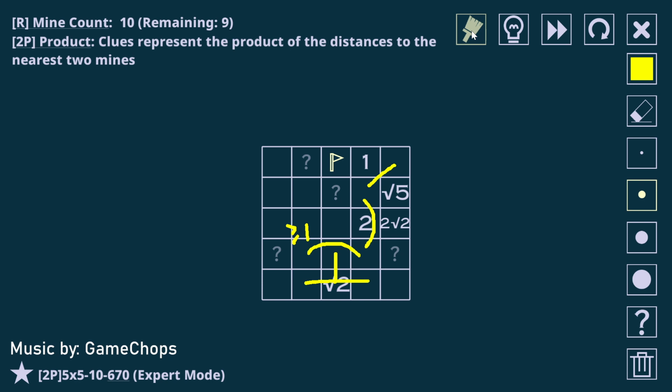So let's look at the 2 clue now. 2 is root 4. And so what's root 4? Alright, I guess my pen just gave out. It's not working anymore. Alright, whatever, I'll use my mouse. 2 is root 4, and root 4 is either 1 times 4 or 2 times 2. My guess is it's 2 times 2. But 1 times 4 is also possible.